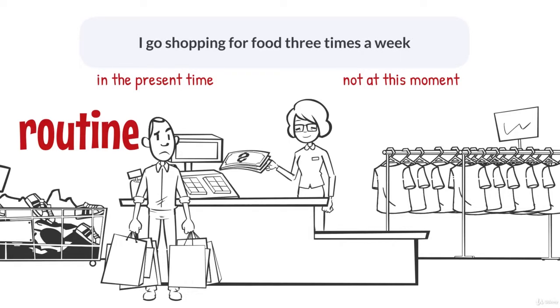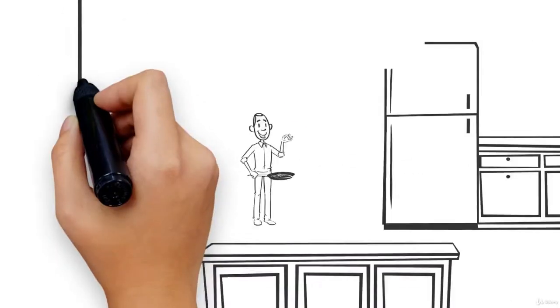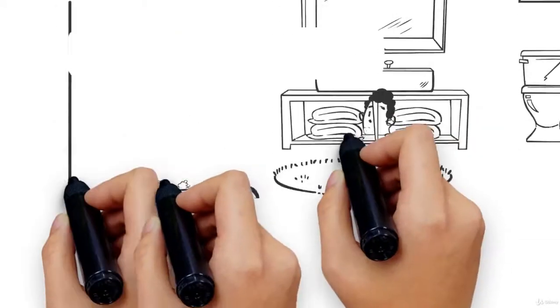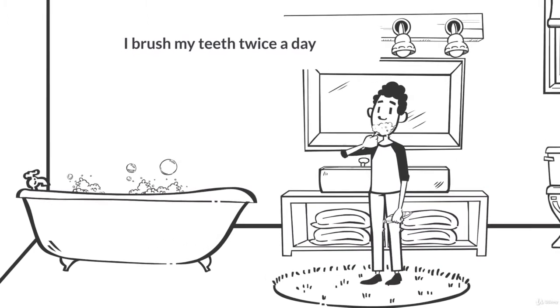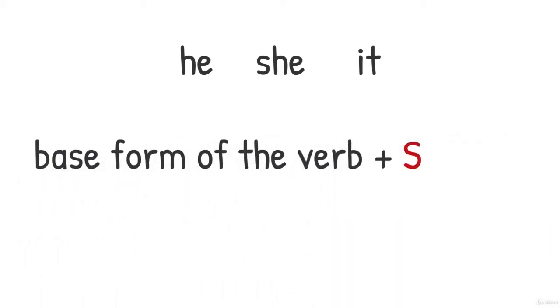What does a sentence in simple present look like? Subject plus base form of a verb. I cook pancakes every morning. I brush my teeth twice a day. But when the subject is he, she, or it, we add s to the base form of the verb.